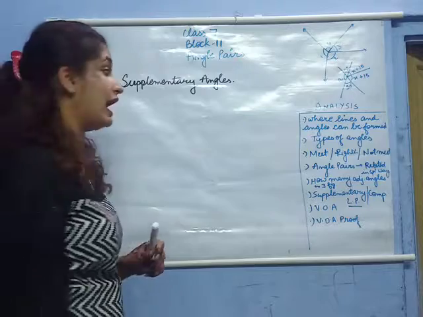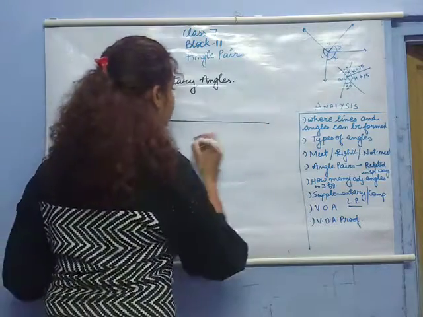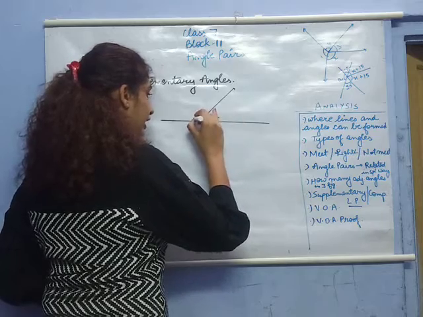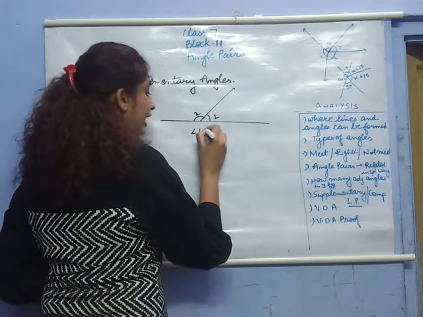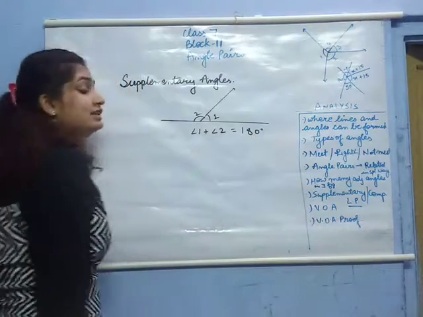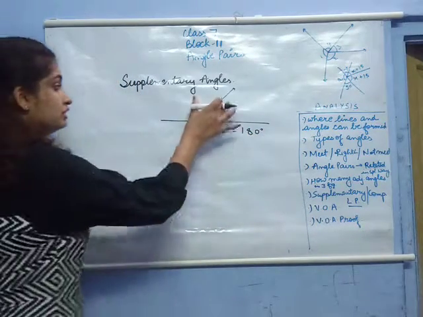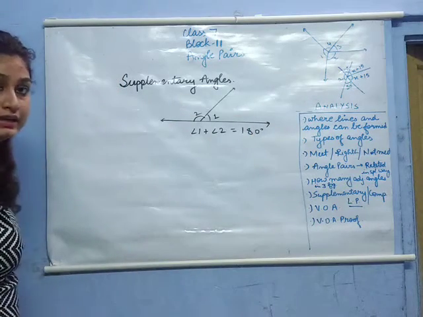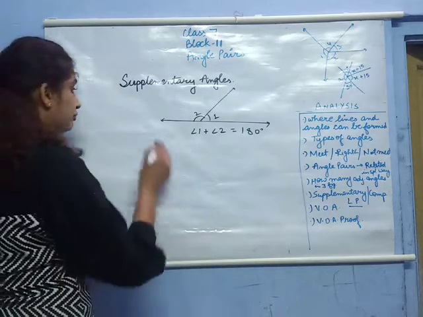Supplementary angles are the angle pairs whose sum is 180 degrees. This is angle 1 and this is angle 2. If I add angle 1 and angle 2, the sum is 180 degrees, so they are called supplementary angles. So this pair of angles is said to be supplementary. Is that clear?